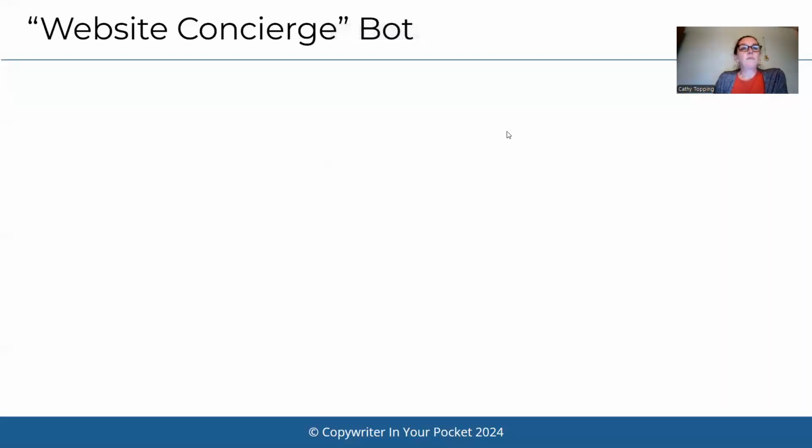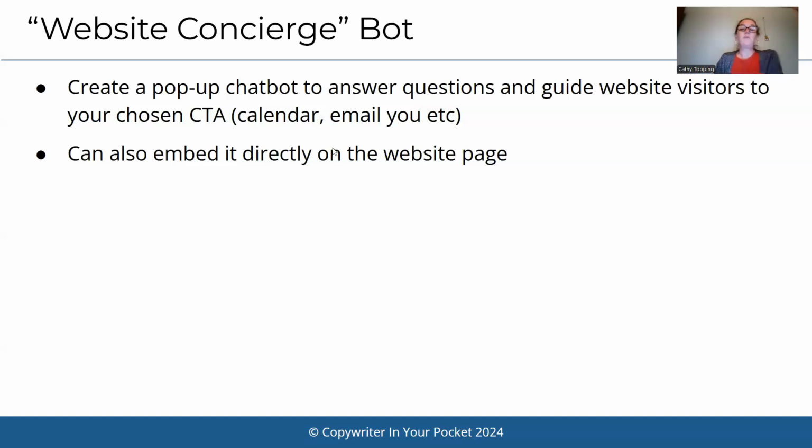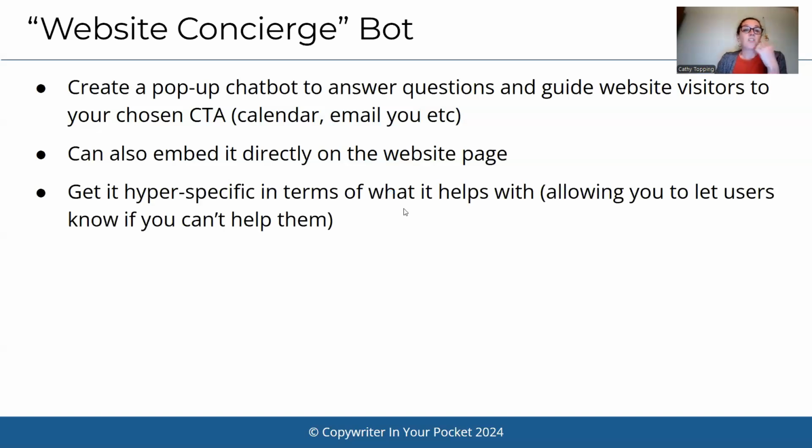A recent one that I built is what I'm calling a website concierge bot. This is a pop-up chatbot that you can put onto your website, and it can answer questions and guide your website visitors to your chosen call to action, to book a call, to fill out a form, whatever it is that you want people to do. This tool can also, and I'm showing you this just to show you the two ways, you can embed it directly on the website page, or you can have it as this pop-up in the corner. And I'm also going to show you that I've really put guardrails around it, so that it's only answering the specific questions for what I'm offering on my website.